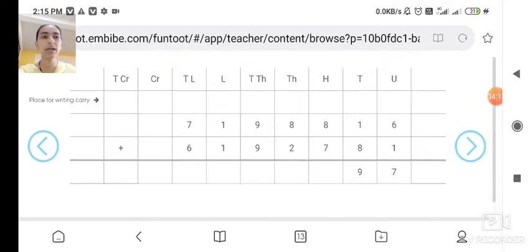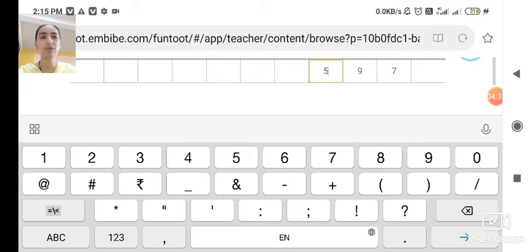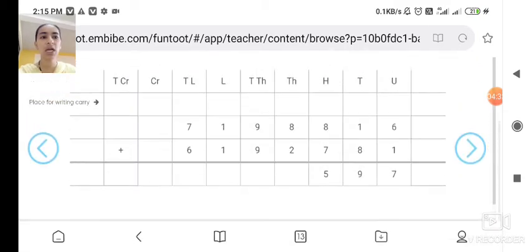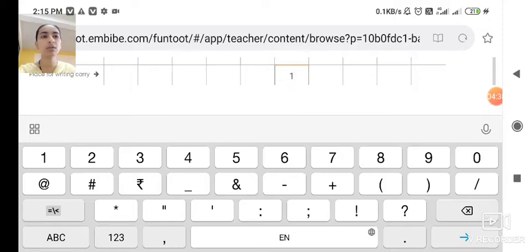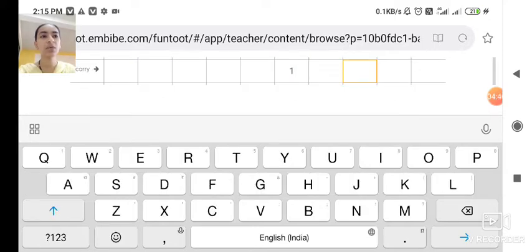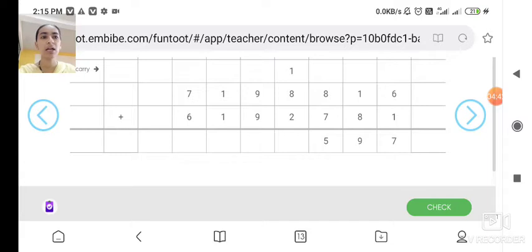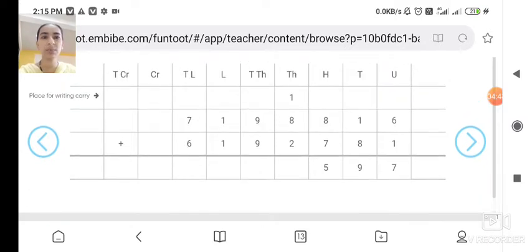Now here is 8 and 7. 7 plus 8 is, yes, how much? Yes, students, 15. So 5 will be here and we are giving the carry forward 1 above the 8. Okay, so write here 5, and where do you have to write the carry forward? Above the 8. So write here 1. This is the carry forward. Okay, understand?